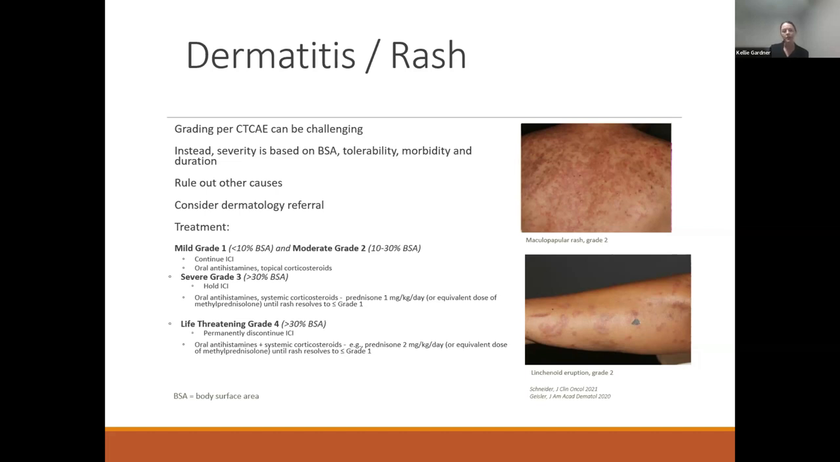And then after the rash improves to grade 1, so minor or no symptoms or better, then we taper the prednisone or the steroids over about 4 to 6 weeks.